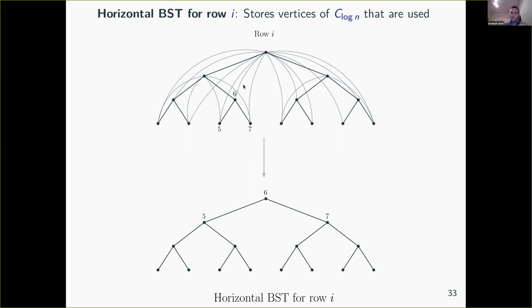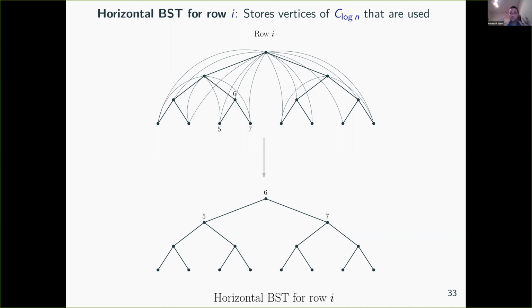Well, if you build these BSTs completely independently from one another, then the position of 6 in row I has no connection to the position of 6 in row I plus 1, in the BST on row I plus 1. And so why is that bad? Well, it's bad because then in terms of the universal graph, you have to anticipate all the ways 6 could move from one vertex in your BST to another vertex in the next BST. And then you would need to anticipate all these moves and put edges for all these possible moves. And that's way too many edges.